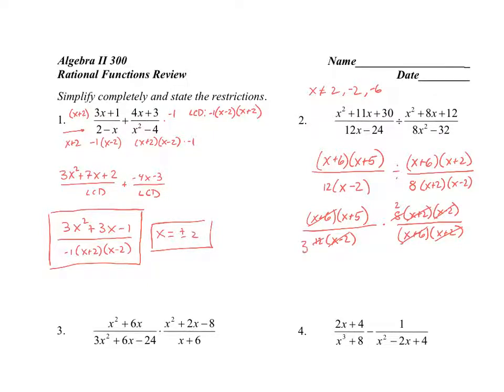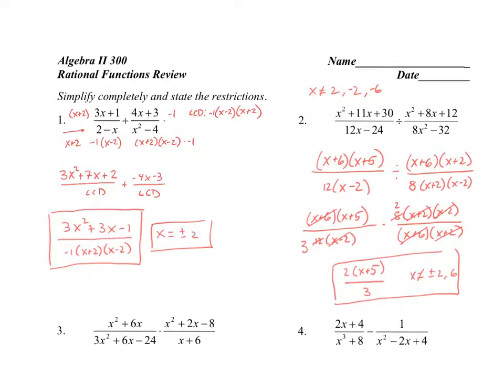So if I pick up everything that was not canceled, it looks like I'm going to have a 2 times x plus 5 over 3, with the understanding that x cannot take on a value of positive or negative 2 as well as 6. And there's my final answer.